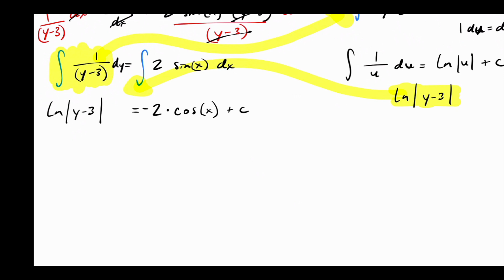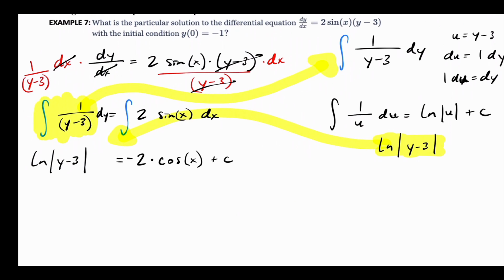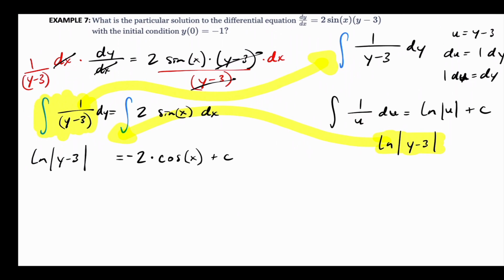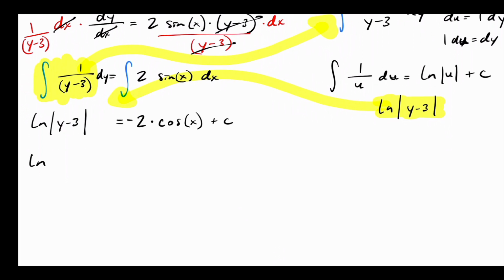Okay. Plug in my values. 0 for x, negative 1 for y. Everywhere I see an x, plug in a 0. Everywhere you see a y, plug in a negative 1. Okay. So natural log of negative 1 minus 3 equals negative 2 times cosine of 0 plus c.